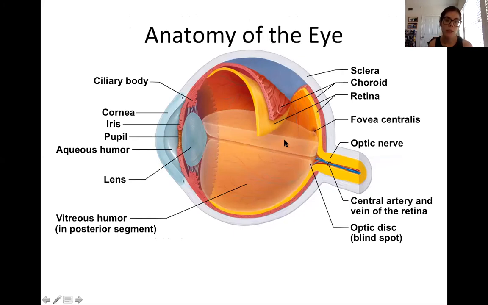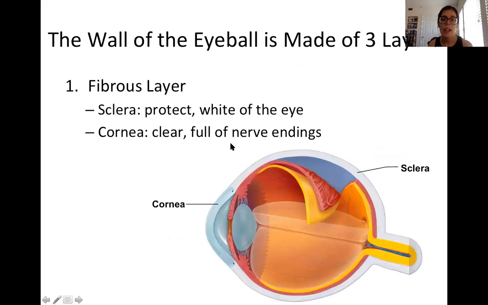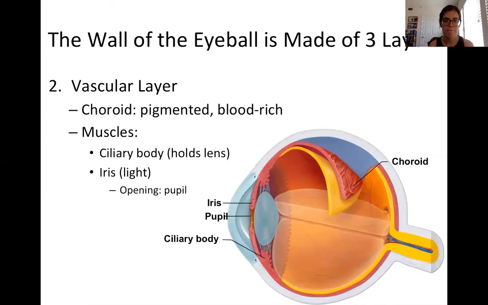We'll move backwards. The eye itself is kind of like a water-filled sac, and it's made of 3 layers. The first outer layer is that fibrous layer. The sclera is the white of your eye, and it's covered in a thin layer. And then we've got the cornea in the front. So the sclera is the white, the cornea is over the iris and the pupil, and this is clear, and it's full of nerve endings. If you ever damage your cornea, it's very, very painful.